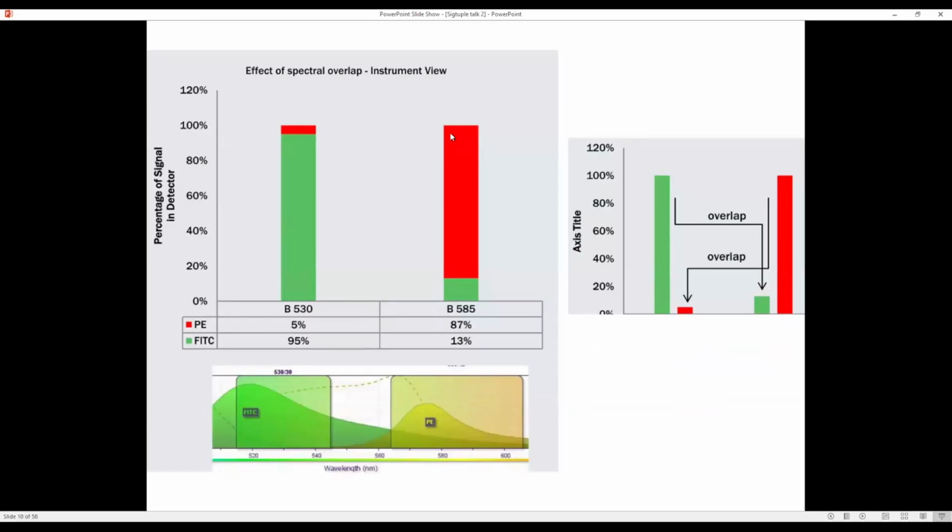Similarly, here you can find that almost 87% of PE light is getting into the PE detector, which is very good, correct? But you can also see that 13% of green FITC light is getting into the PE detector, which is not needed, which we have to remove. So ideally, to compensate, you will be removing this. Okay, so this is called compensation. Now this compensation can be done manually, but the existing instruments have automated protocols where they can do compensation automatically, right? I'll show you how it is done.